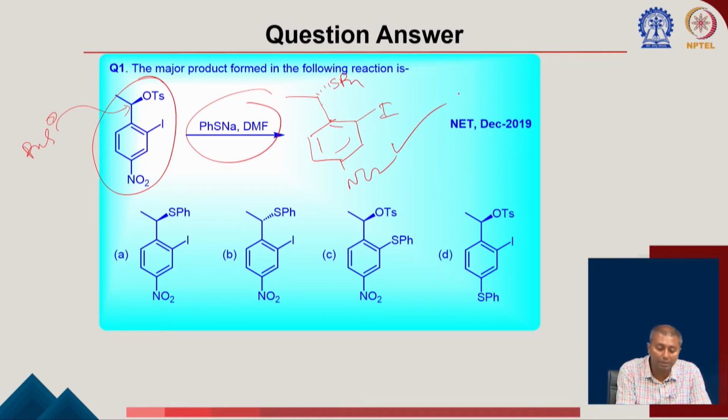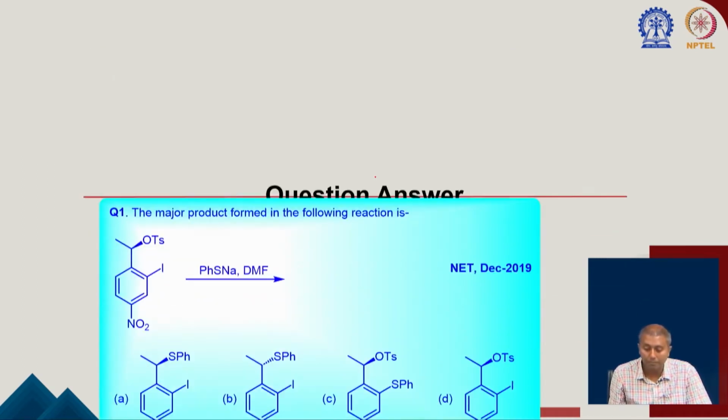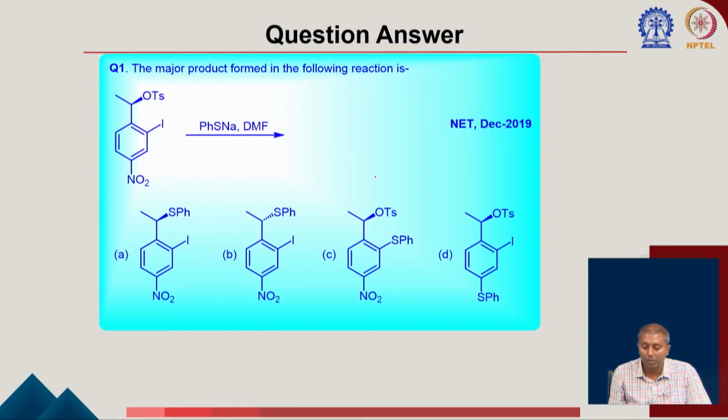So this will be the corresponding product. If you see among these options, this cannot be the correct answer. So this is going to be the correct option here, option B. So option B is the correct option here. Let's move to the next problem.